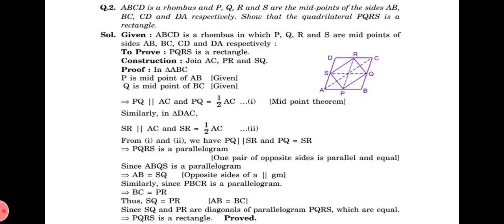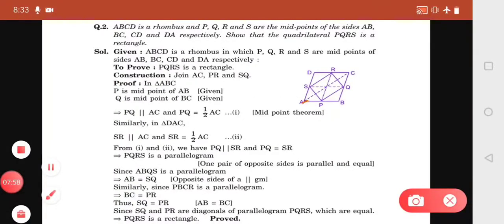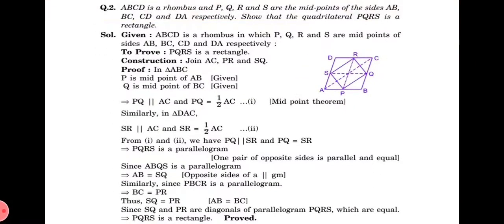We do the construction: here we are joining the midpoints and we are also joining one of the diagonals. So, construction: join AC, PR and SQ. These three constructions we have done. That is, we have joined one of the diagonals of ABCD and both the diagonals of PQRS. Now for the proof.